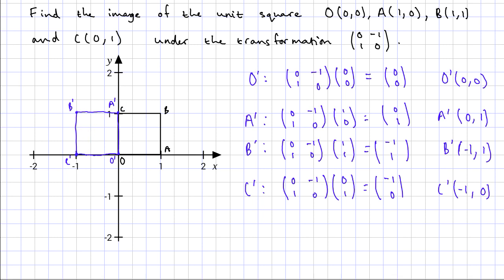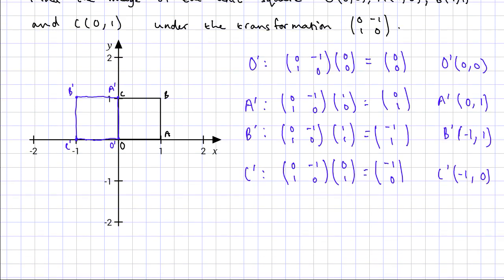Now I also could have looked at, because I know that the origin just maps to the origin, we can look at A and C. Just looking at these ones and the origin is the easiest way to do this, because when we know where three of the points are, we know where the other point of the square should be. Now I'm just going to show you something else.